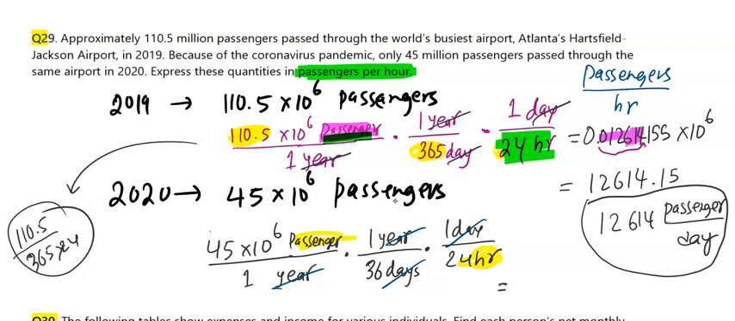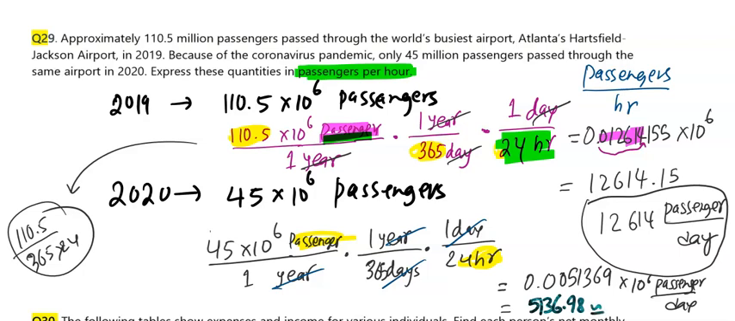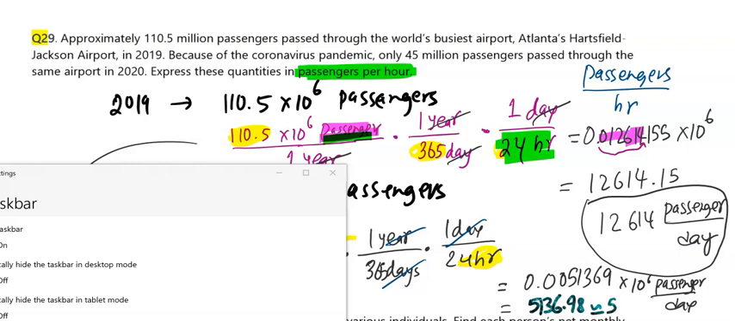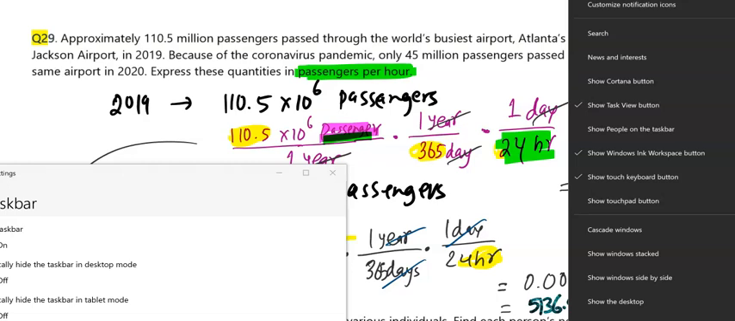So if you do exactly the same thing I did before, you divide 45 by 365 and again by 24, you get 0.005139 times 10 to the power 6 passengers per hour. And if you move the decimal 6 places to the right to write the ordinary number, this gives you approximately 5,137 passengers per hour.